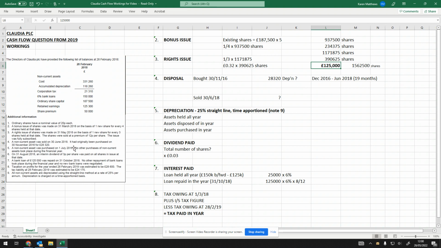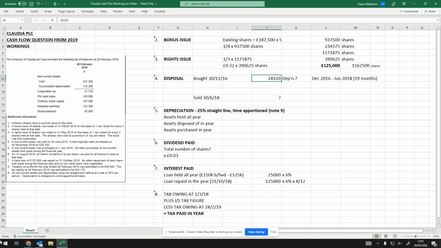We've got a non-current asset to deal with that's been sold on the 30th of June. It tells us that it had originally been purchased on the 30th of November 2016 for 28,320. So it was bought on the 30th of November. It was bought for 28,320. What we don't know at this particular moment in time is how much depreciation has been provided on that asset. We also don't know how much it was sold for.